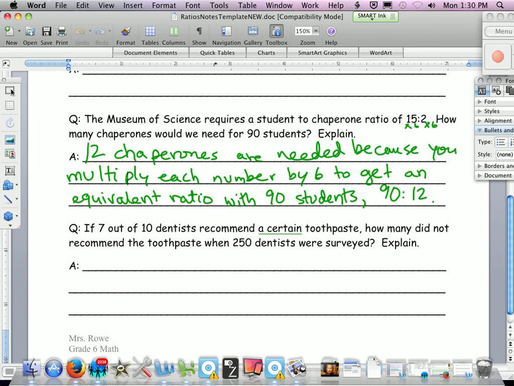So again, if you need to do a couple computations, you can do that on the side there, on the margin space or what have you. Try to think about what your multiplier is and how you're going to find out the amount that do not recommend that Minty Fresh toothpaste that brightens your smile and helps prevent cavities. You know those ads. Raise your hand when you think you have it.